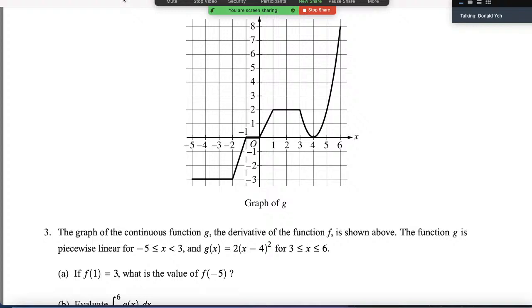Especially since there are boundaries. Now, I'm going to choose my boundary. They say f of 1 is equal to 3. So this is a 1, and this is a -5. Does that make sense?